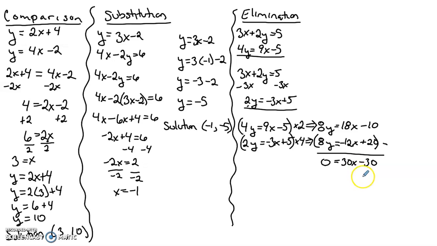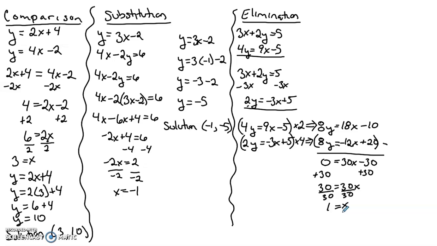We want x's on one side, numbers on the other. So let's add 30 to both sides. We'll end up with 30 equals 30x. If we divide everything by 30, we'll get 1 equals x.